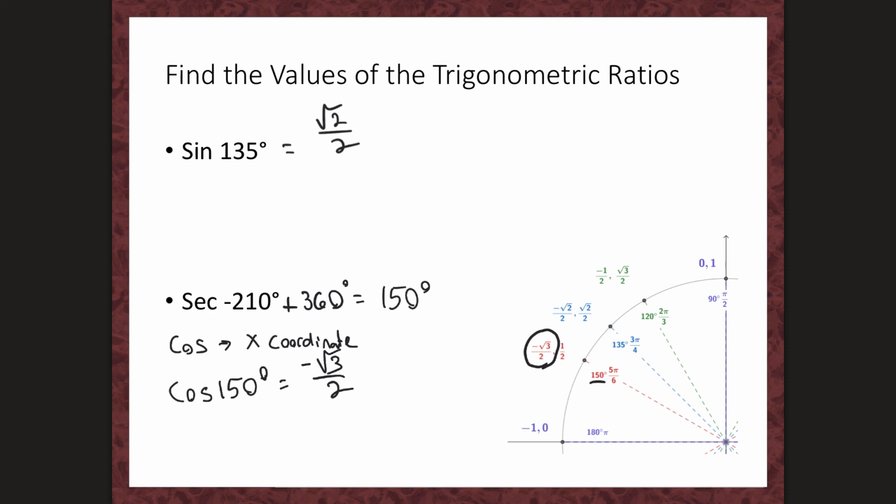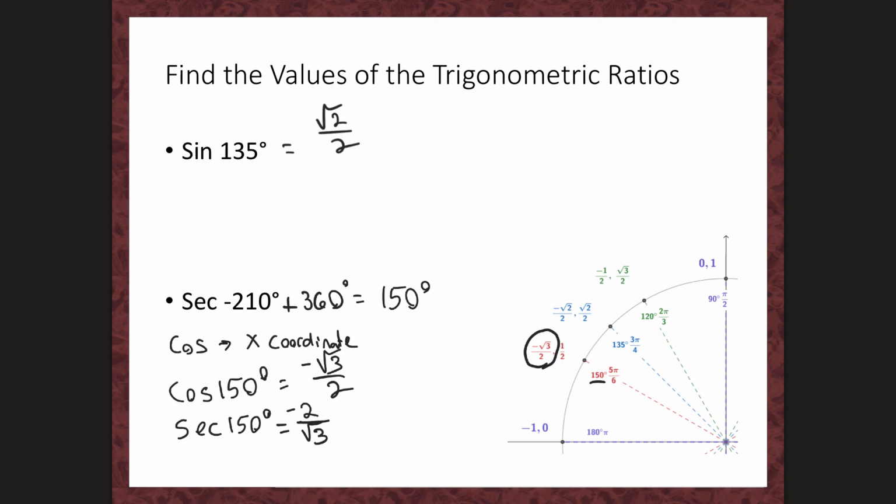Now to find the secant, we need to only find the reciprocal of that. So the secant of 150 degrees will be the reciprocal of negative square root of 3 over 2, which is 2 over the square root of 3. And it really doesn't matter where I put the negative sign. I'll just put the negative sign on the top. I don't like to leave them in the denominator.